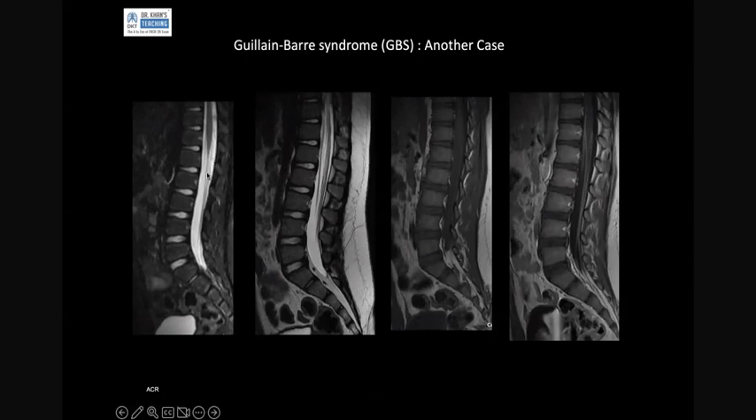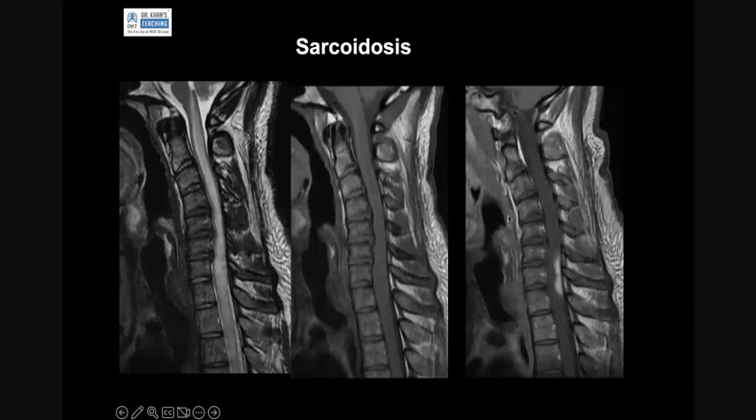initially the examiner will show you a T2-weighted sagittal sequence, where you might or might not see this thickening of the nerve root. If you see this T2, the first thing which comes to the mind is that these nerve roots are thickened, and that's why they are more prominent. When you give contrast, you can see they are enhancing.